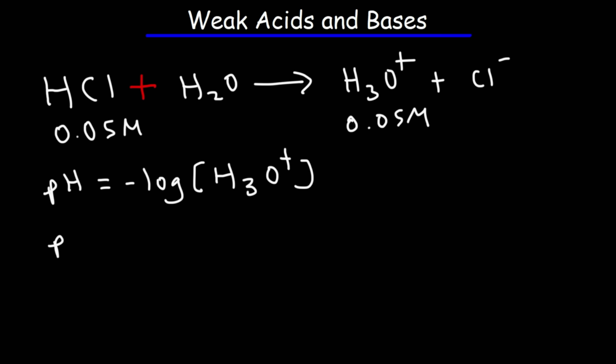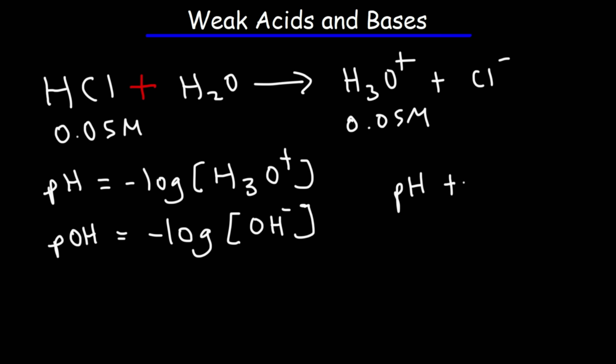And if you need to calculate the pOH, let's say of a strong base solution, you could use this, negative log OH minus. And remember, the pH plus the pOH adds up to 14 at 25 degrees Celsius. So if you know the pOH, the pH is simply 14 minus the pOH.